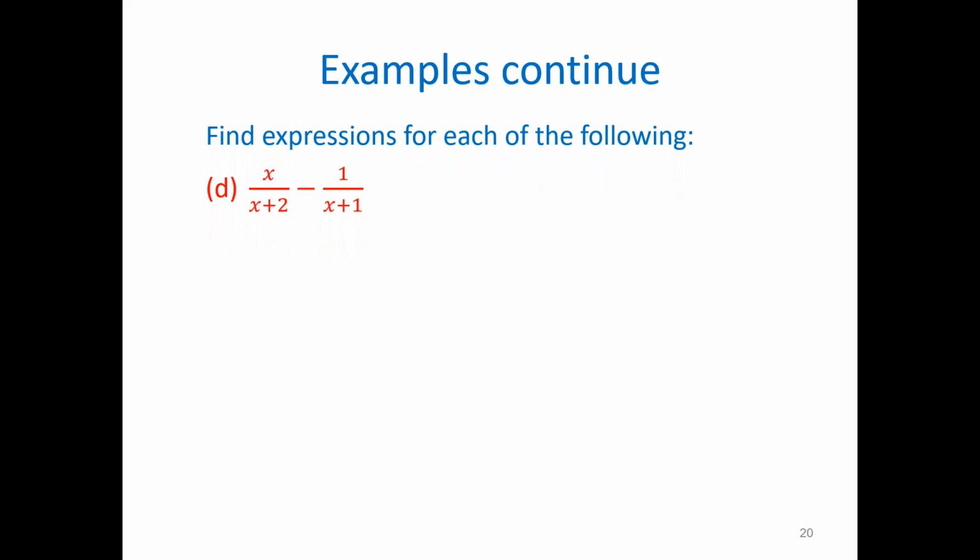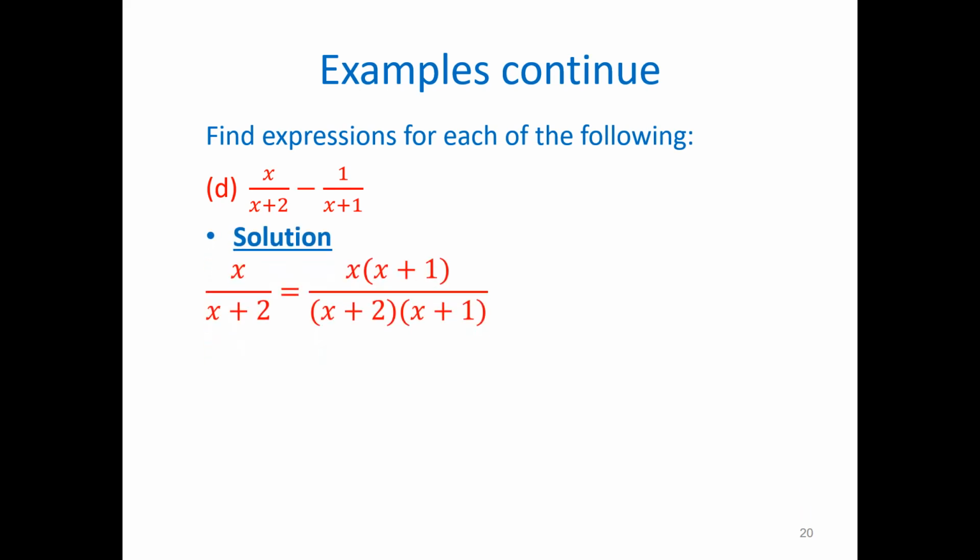Now, for the subtraction, we need to subtract these two fractions. Again, for addition or subtraction, we have to make sure that the denominators are the same. But in this example, the denominator of the first fraction is x plus 2, and the denominator of the second fraction is x plus 1. So the first step is to unify the denominators. We have to make the denominators equivalent to each other. And how can we do that?